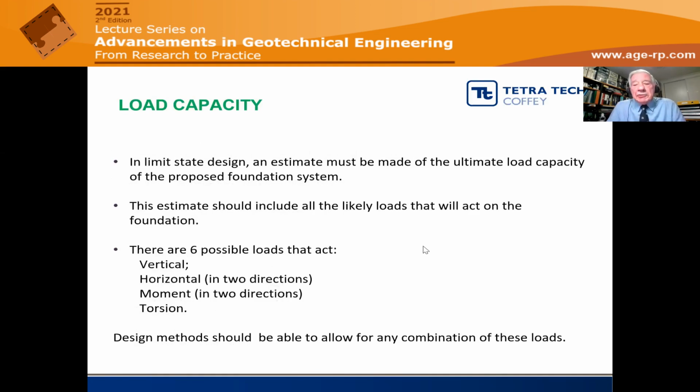In terms of the load capacity, this is where we start getting serious. We need to make an estimate of the ultimate load capacity of the foundation system, and that needs to include all the likely loads that will act on the foundation. In general, there are 6 components of loads: vertical, 2 horizontal components, 2 moment components, and possibly torsion. Ideally, our methods of design should be able to look at all of those load combinations.